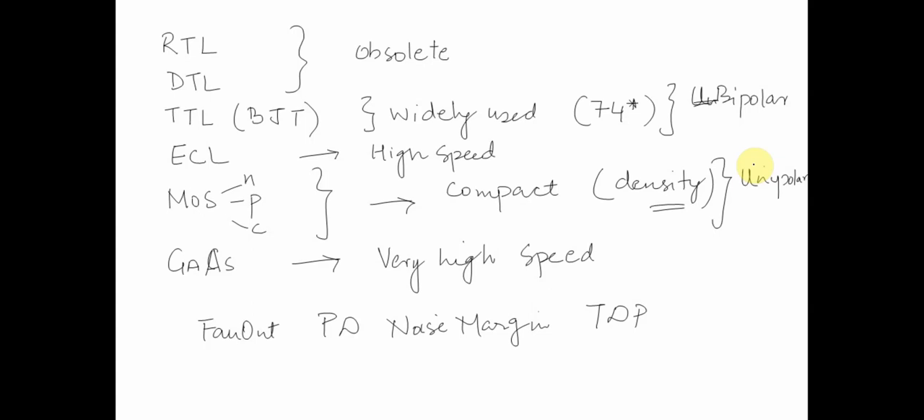So these are two terminologies which you should be aware of: bipolar and unipolar. Bipolar is a BJT because current in a BJT flows due to both electron and hole carriers, whereas the current in a FET flows due to either electron carriers for n-type FET or hole carriers for p-type FET, and that's why it's called a unipolar transistor.